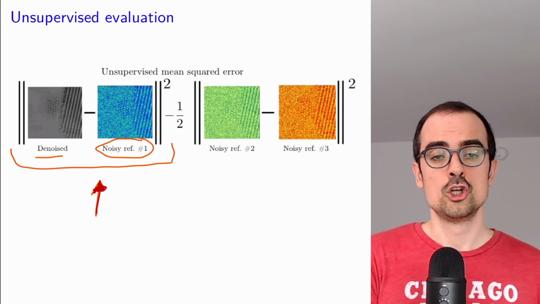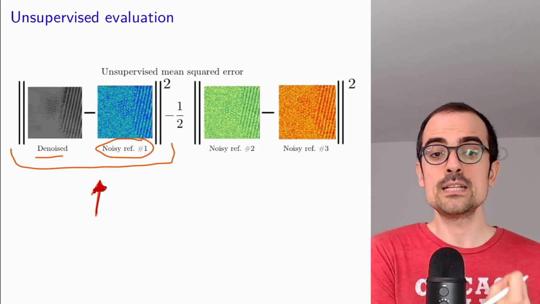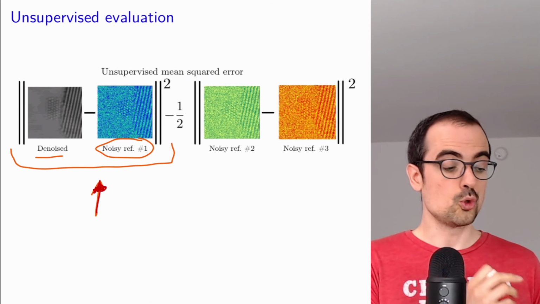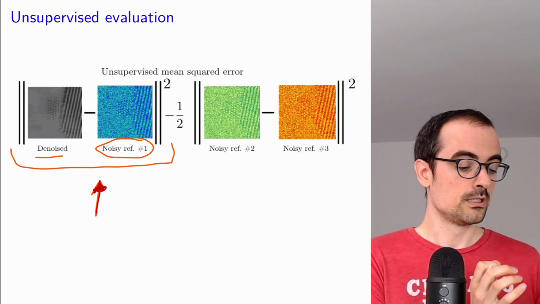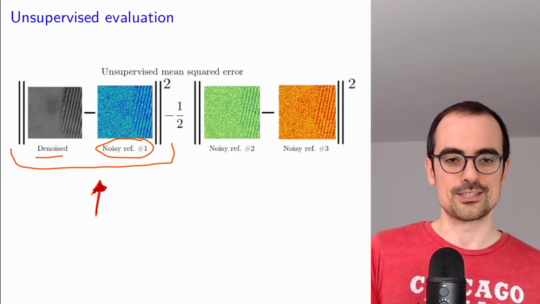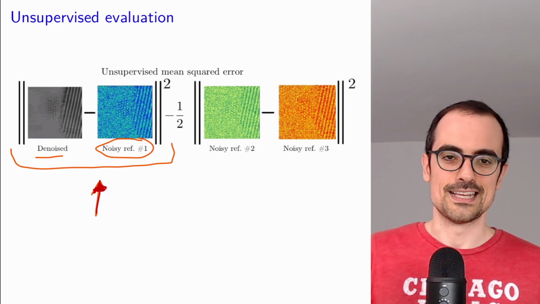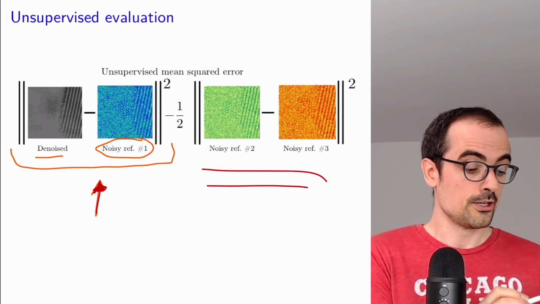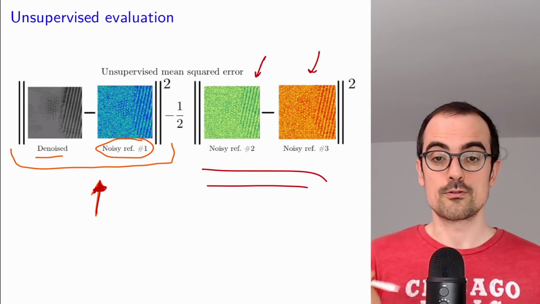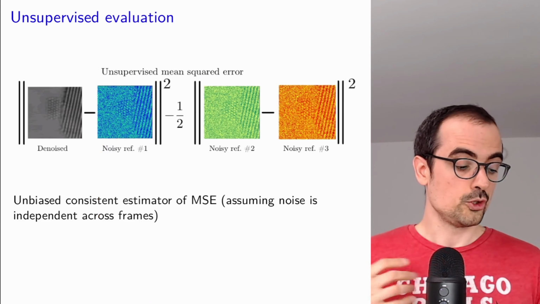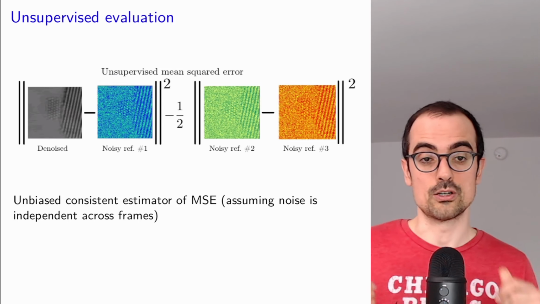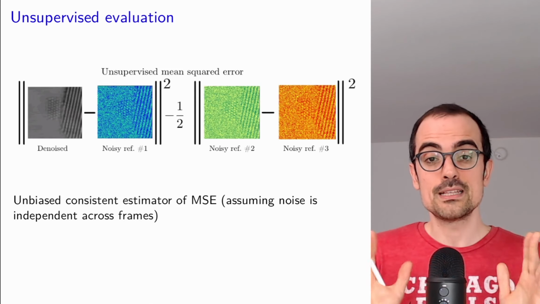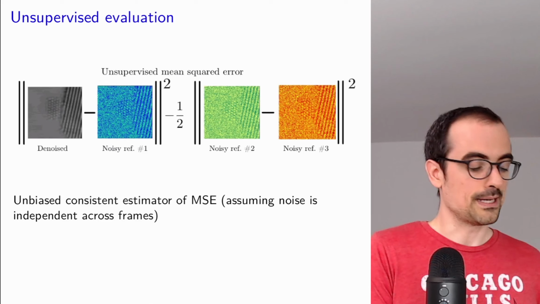That is not enough to evaluate, because it's not an accurate estimator of the supervised mean squared error. And the reason is because there's an extra term that appears. This analysis is in the supervised denoising video, so I will refer you to that. But you can actually correct that term using additional noisy frames. And when you do that, you obtain an unbiased, consistent estimator of the mean squared error between the denoised image and the clean image, assuming that the noise is independent across frames.